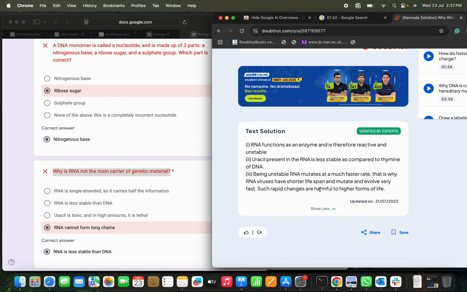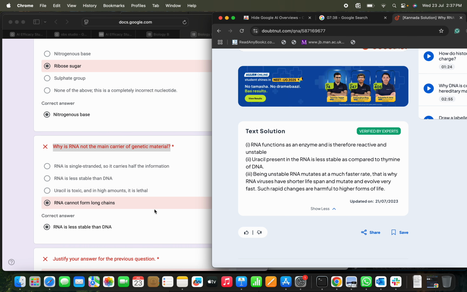Okay, let's look at this. RNA functions as an enzyme and is therefore reactive. Uracil presence in RNA makes it less stable. What is it about the U that's present as compared to thymine? That's the difference between RNA and DNA, there is UTP instead of TTP. I am not sure. Uracil is present.